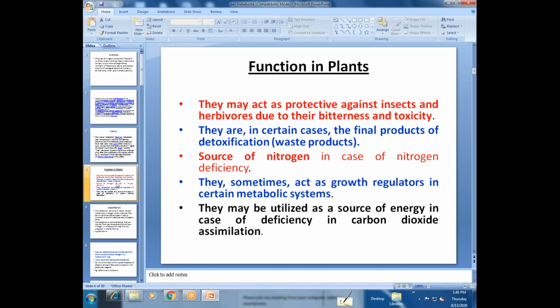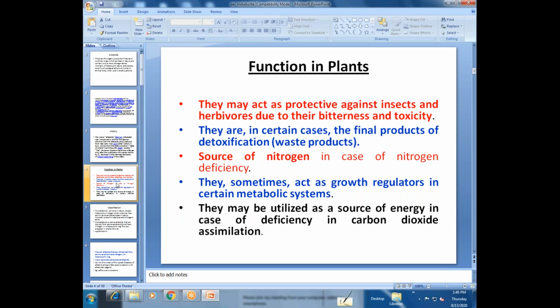alkaloids in plants. As such, I said secondary metabolites do not have many functions in the plants, but we'll see they definitely have a few. They act as protective agents against insects and herbivores due to their bitterness and toxicity. I said they are highly potent, so they are toxic in nature. Generally, they are toxic and highly bitter in taste.